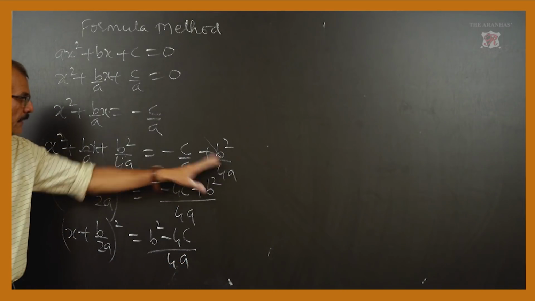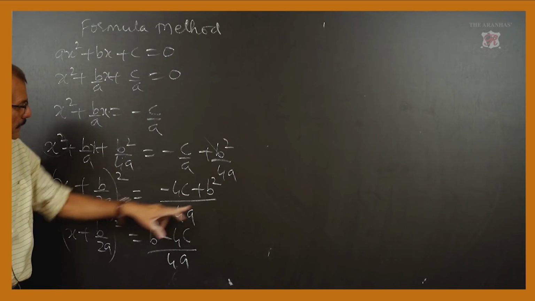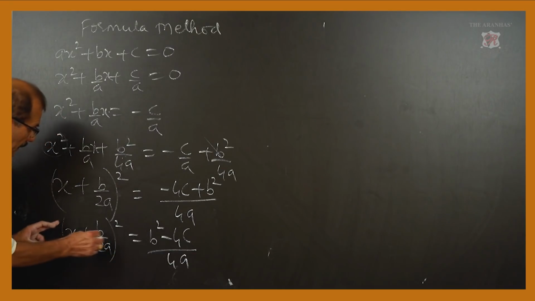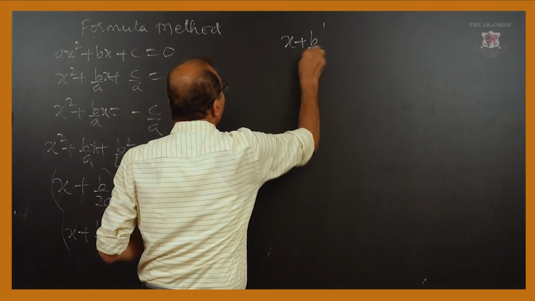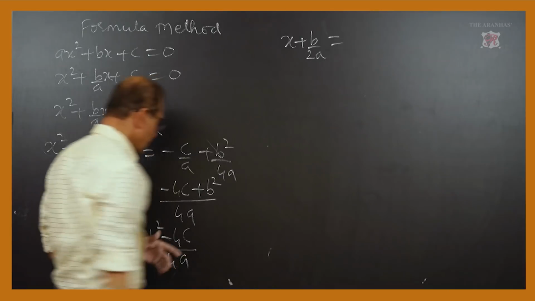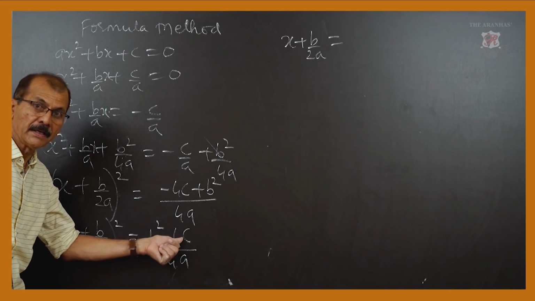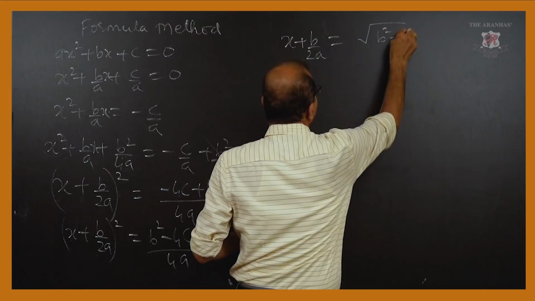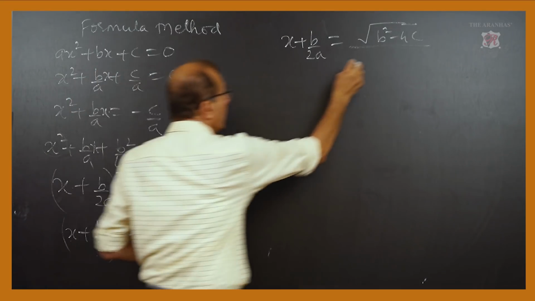I hope this is clear to you how to find LCM and all that. 4a square is the LCM, here I will get b square minus 4ac upon 4a square. Now what we do is, we take the square root on both the sides. So when you take the square root on both the sides, you will get here x plus b upon 2a is equals to. Now what is the square root of b square minus 4ac? You cannot find, so you have to put in a root sign. So square root of b square minus 4ac upon the root of 4a square is 2a.